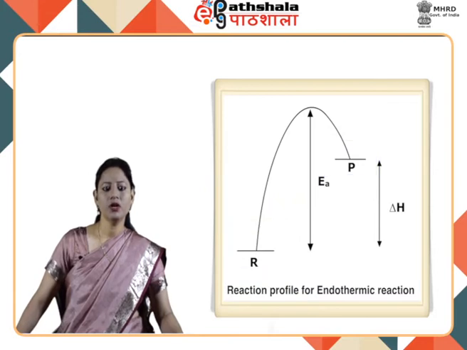The equilibrium constant for the reaction will be small. K will be less than 1 for endothermic reactions because delta H is positive. This has no effect on the rate of the reaction. The rate depends on the activation energy, EA.